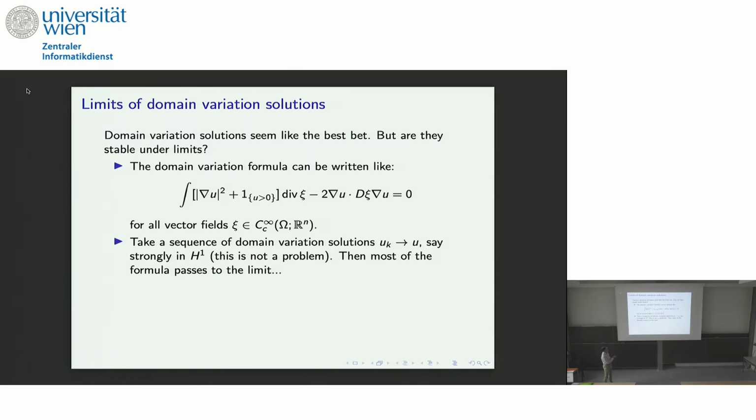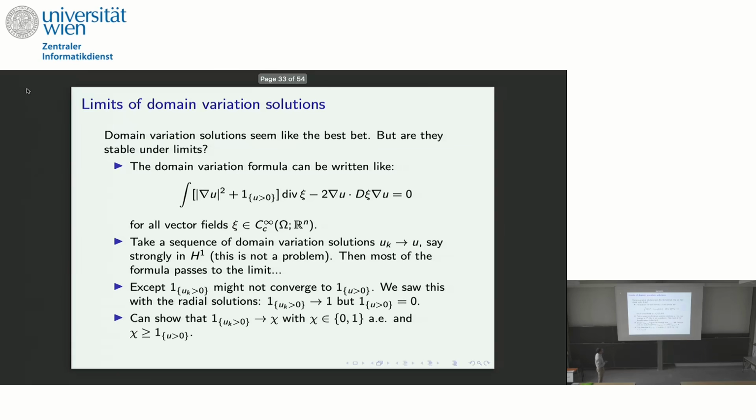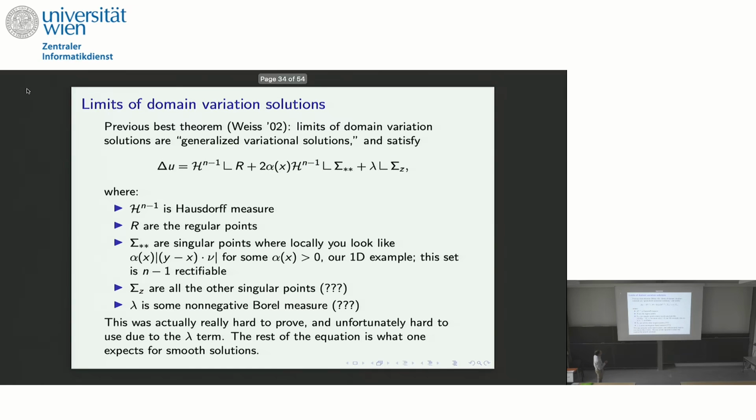So I cannot just stare at this formula and say, well, take a limit of all of the terms and then it works. So it's actually not clear from this that limits of domain variation solutions are a reasonable class of functions. You can do some stuff here, and based on this, the sort of previous best result for limits of domain variation solutions looked like this. This is due to Georg from like 20 years ago.